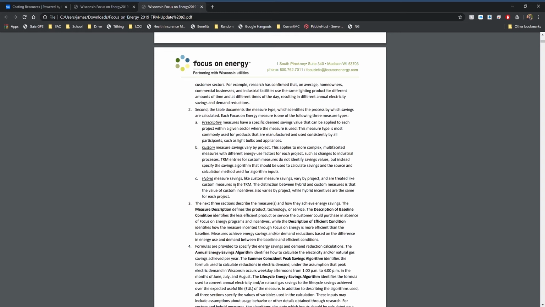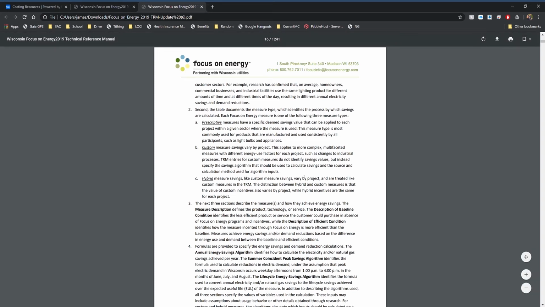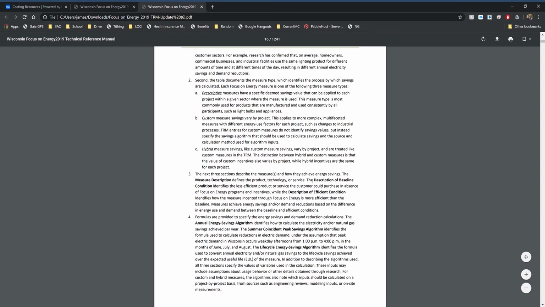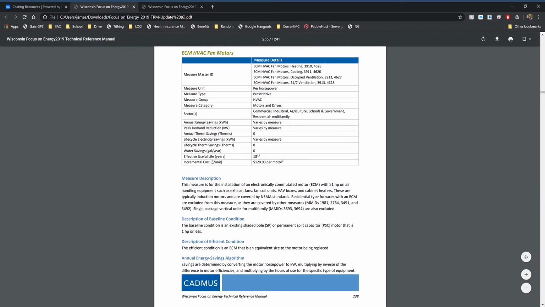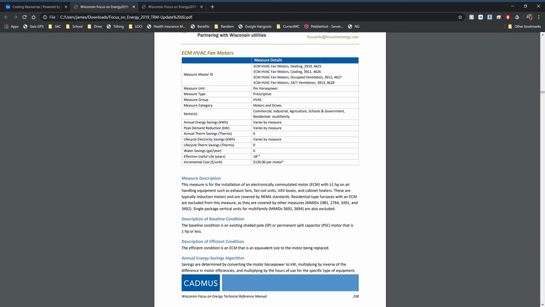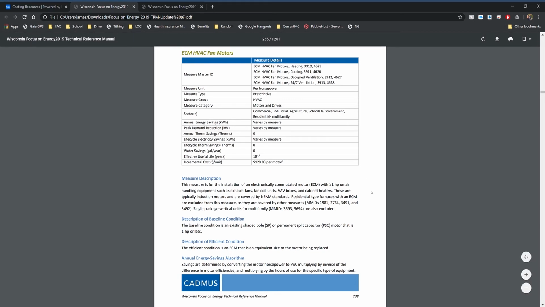applicability to a wide variety of ARs, but this is important to understand, because if it's prescriptive, you should be somewhere in the ballpark, or you can use that as a starting place. If it's custom or hybrid, I would not trust it, and you will need to do your own work. So anyway, that's what that measure type is. So this is prescriptive, so we can use this. We'll talk a little bit about how we can use that.